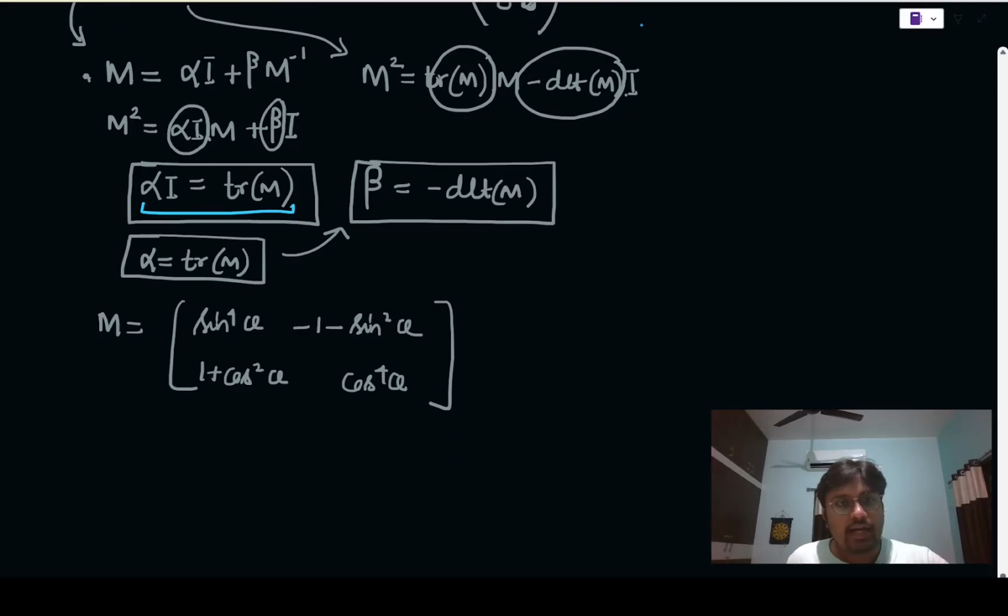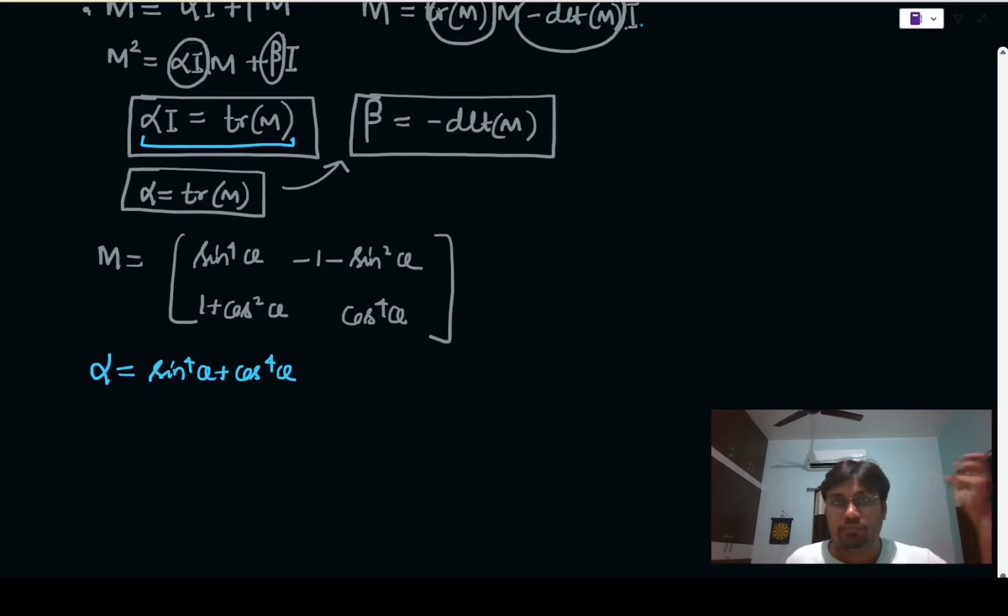Having said that, we can now find both those functions, alpha and beta. Here alpha would be the trace of the matrix, which is sine to the power 4 theta plus cos to the power 4 theta, and I'm supposed to find the minimum value of this function. Instead of doing differentiation and moving into calculus, I can just form whole squares. It's very easy to form a whole square here: sine square theta plus cos square theta, whole square.